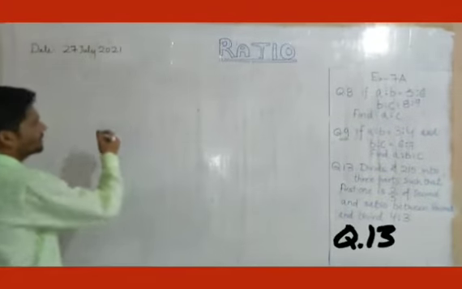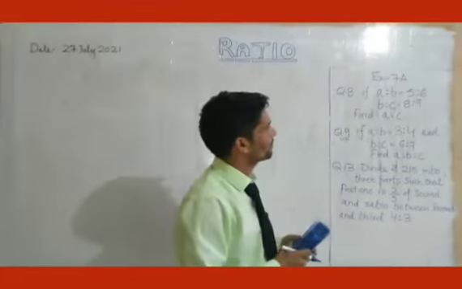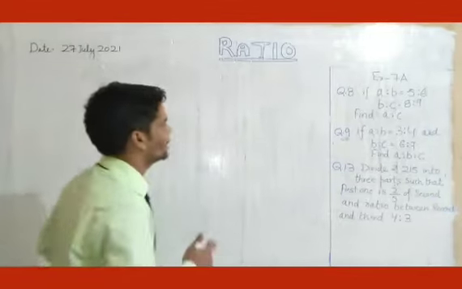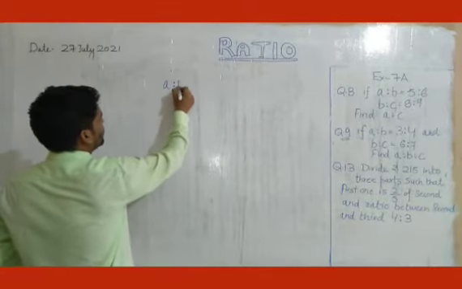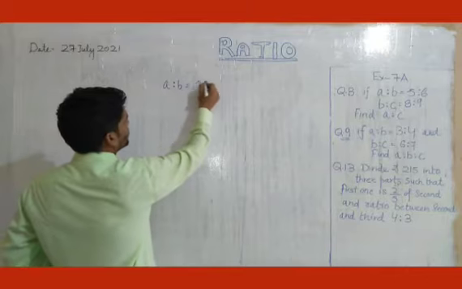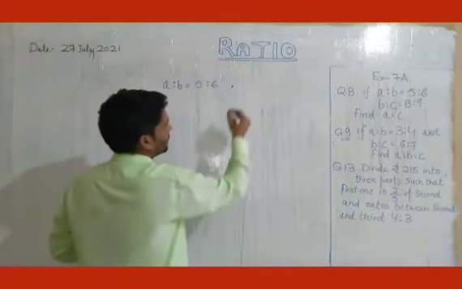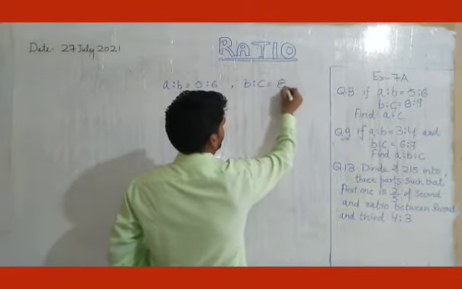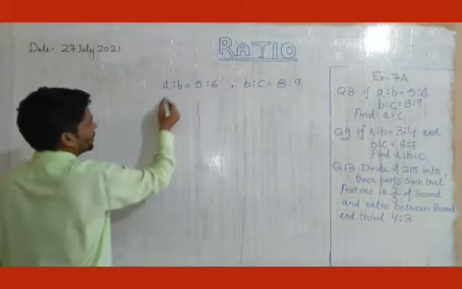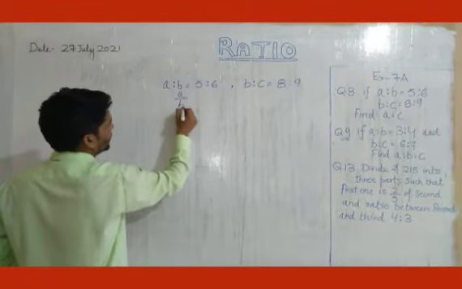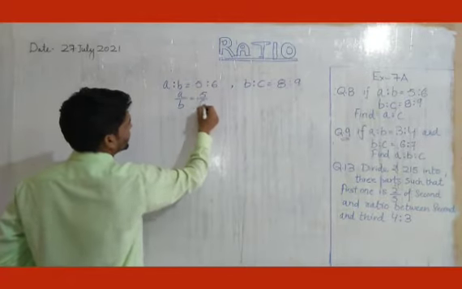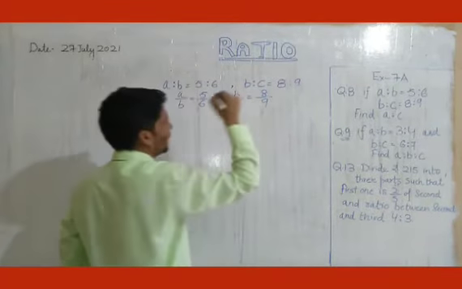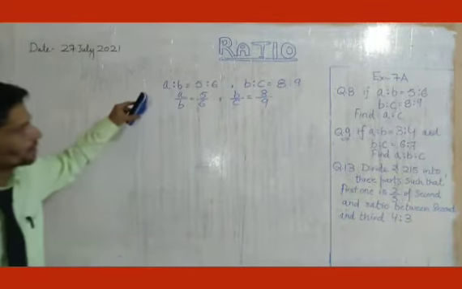Question number 8 is: if A ratio B is equal to 5 ratio 6 and B ratio C is 8 ratio 9, find A ratio C. Here A ratio B is 5 ratio 6 and B ratio C is 8 ratio 9. So we can write A by B is 5 by 6 and B by C is equal to 8 by 9. These are the two ratios given.